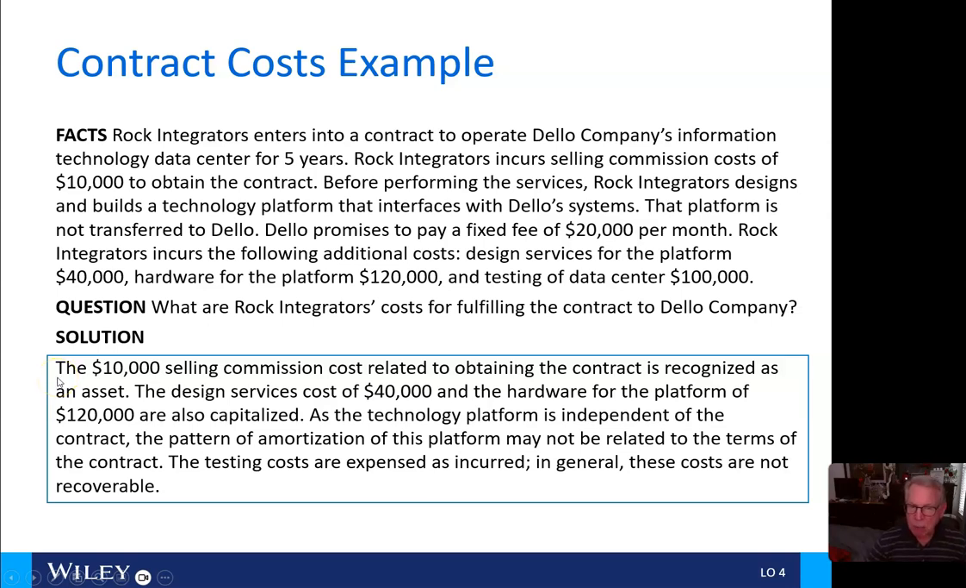As the technology platform is independent of the contract, the pattern of amortization of this platform may not be related to the terms of the contract. Testing costs are expensed as incurred, and in general, these costs are not recoverable.